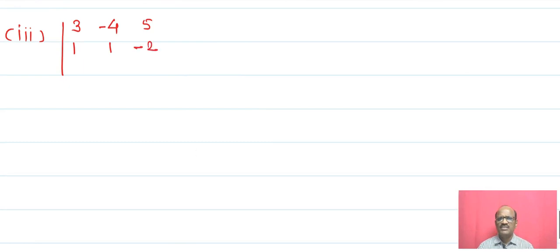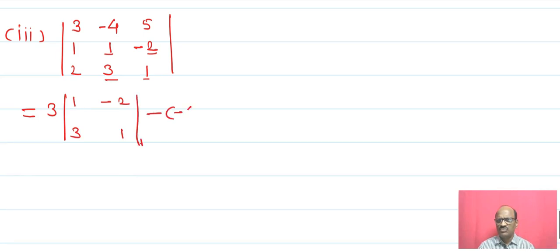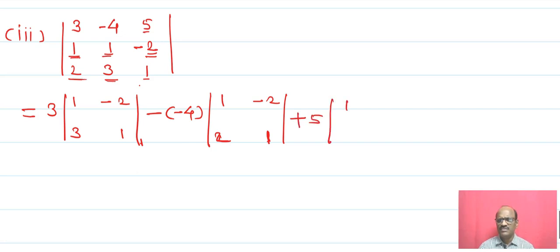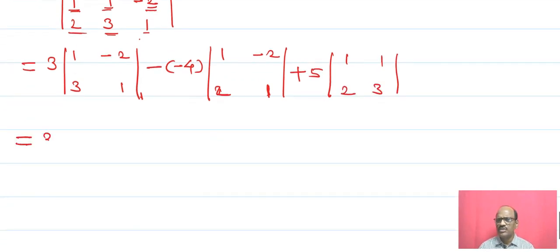Now next is 3, -4, 5; 1, 1, -2; 2, 3, 1. Always read the determinant in the row order. That is 3 times the determinant 1, -2; 3, 1, and next minus, in bracket, -4, then 1, -2; 2, 1. Next, plus 5, then you will get elements 1, 1; 2, 3. Always read the elements in the order of the rows only.